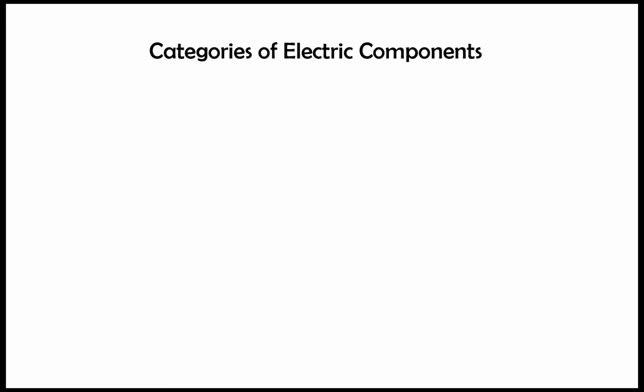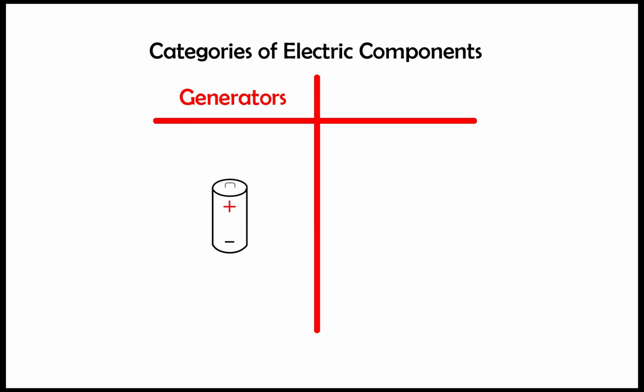There are two main categories that most electric components fall under. The first one is those elements that generate energy, such as the battery in our example. The second category consists of components that consume energy, like the light bulb. There's a third category of components that don't generate or consume power, but rather act as a storage unit. We'll talk about storage components later on. For now, let's keep it simple.